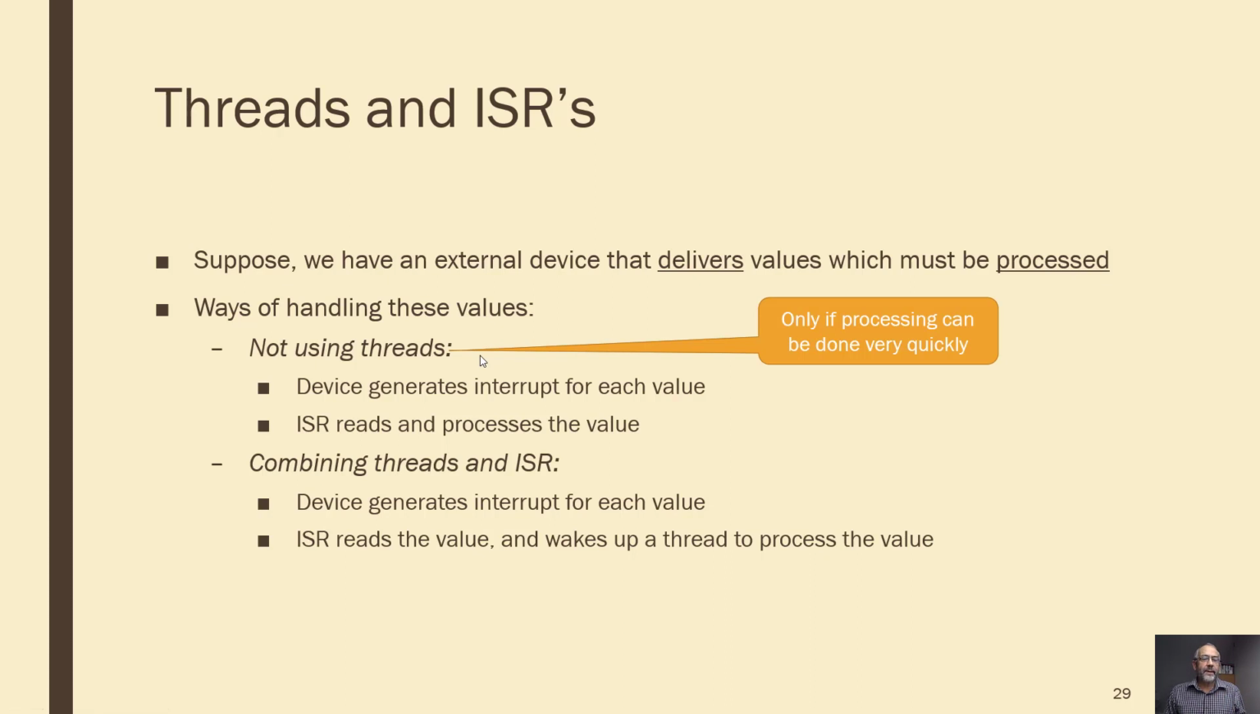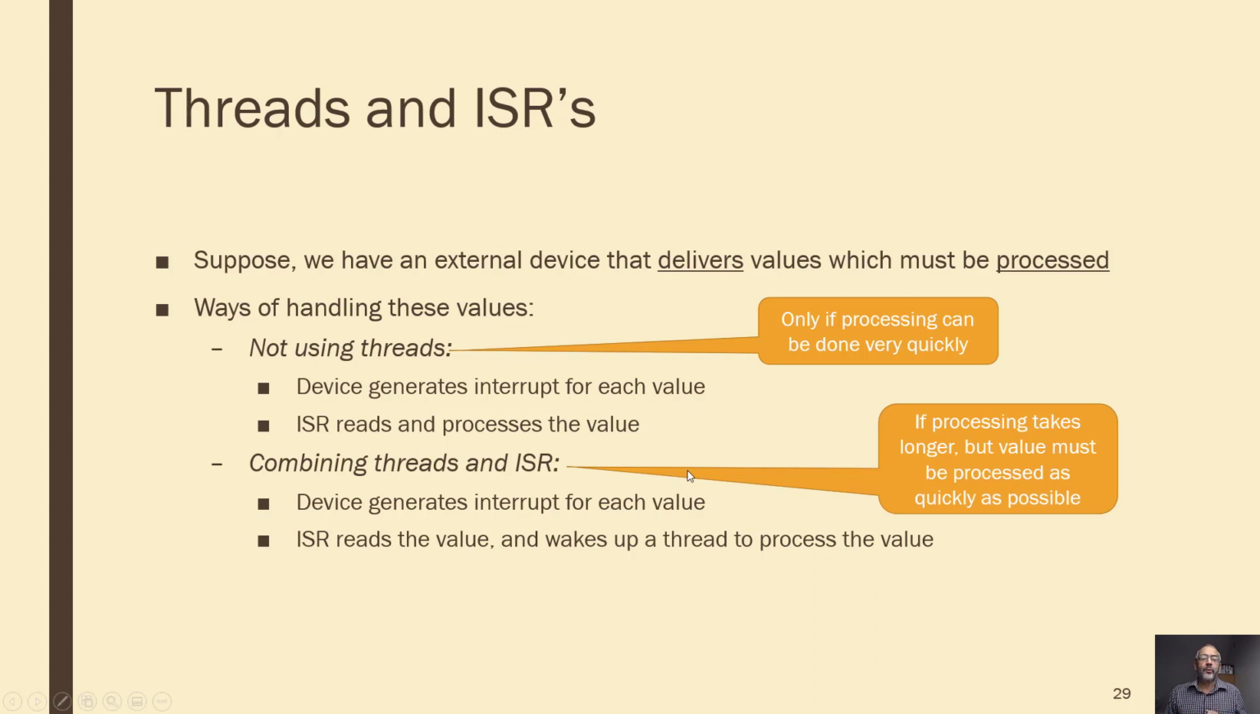You can also combine threads and interrupt service routine. So then the device still generates an interrupt for each value that it delivers. And then in the interrupt service routine, you do nothing else than read the value and put it somewhere in a variable. And then you wake up the thread to process the value. So then your interrupt service routine is short and the thread is doing the longer work processing the value. So that is an option. That's the second option.